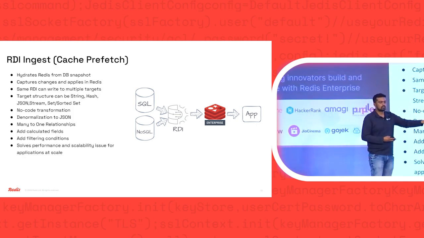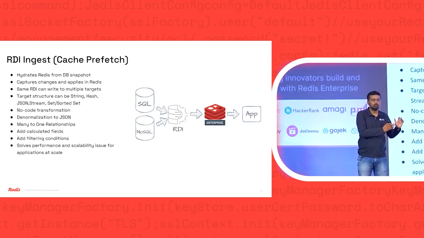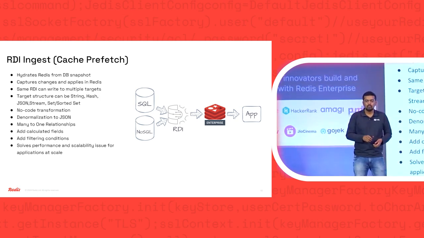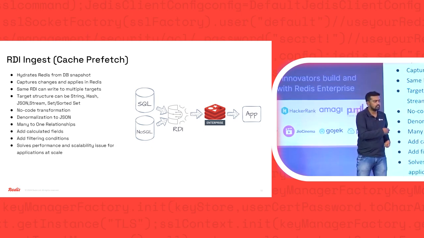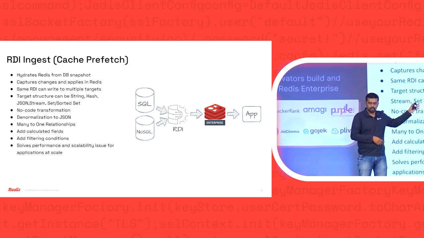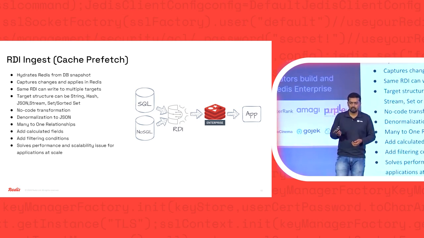So how does this work? Whenever you enable the RDI, at the first part, it will take a complete DB snapshot, and it will convert the data and load the data into the database. After that, it will start a CDC, a change data capture live stream. So whenever data is inserted, updated, or deleted in your source database, the event will be triggered to Redis, and Redis will also have those updates in the Redis databases.